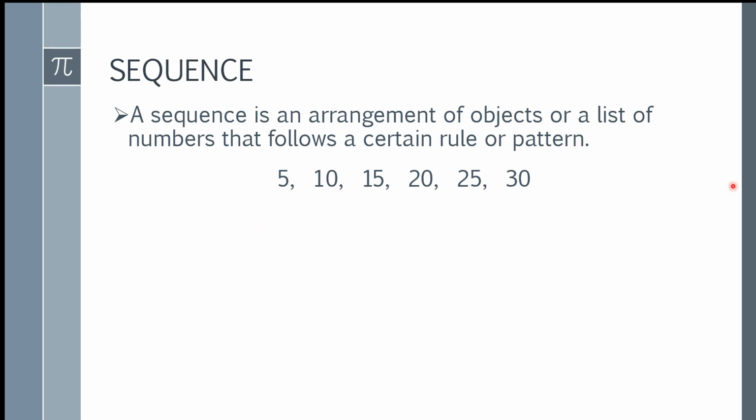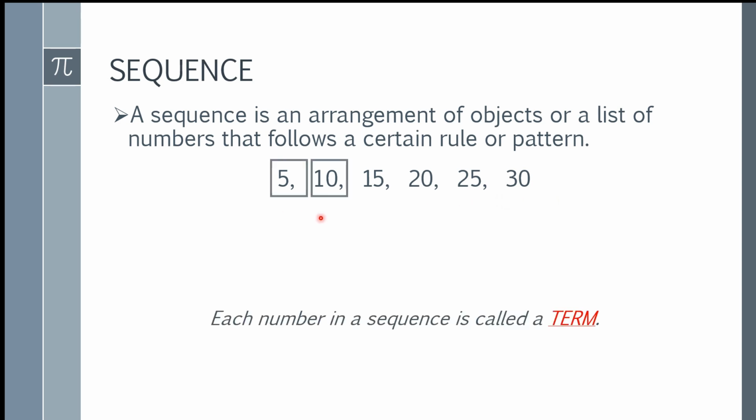If you can observe, to get the second number, we just simply add 5 to the first number. So 5 plus 5 equals 10. 10 plus 5 equals 15. 15 plus 5 equals 20, and so on.